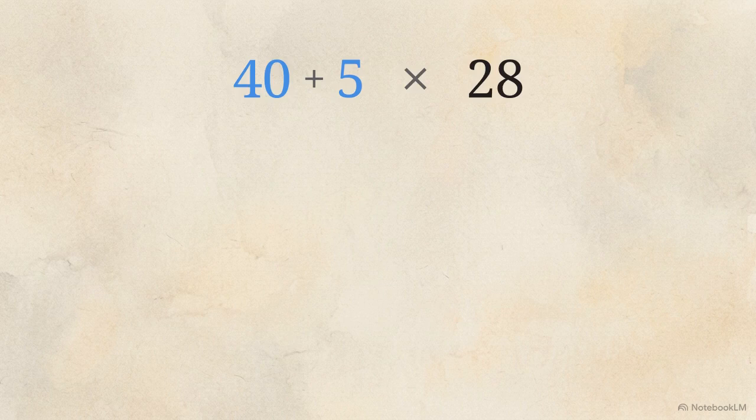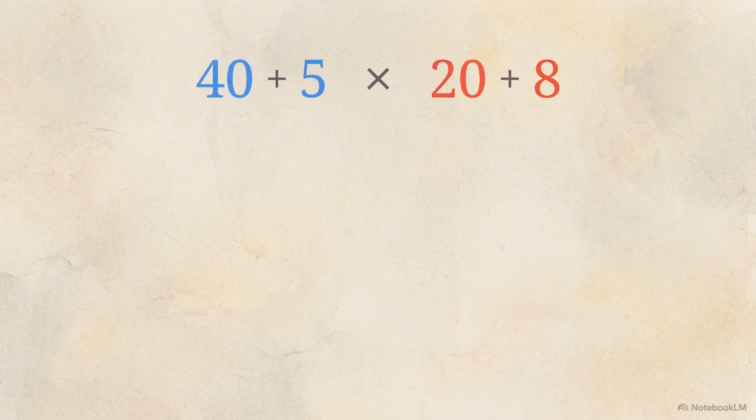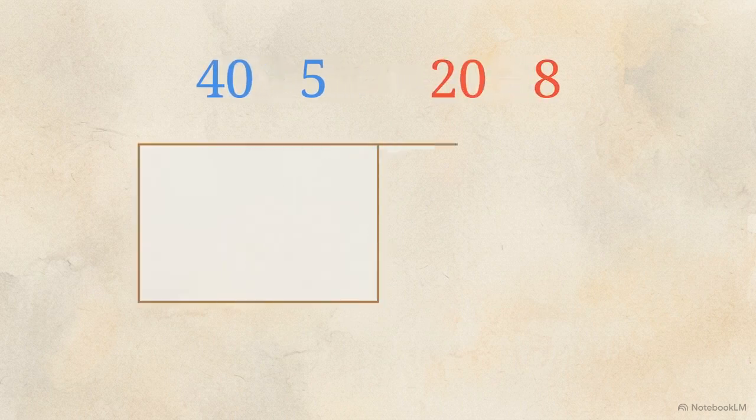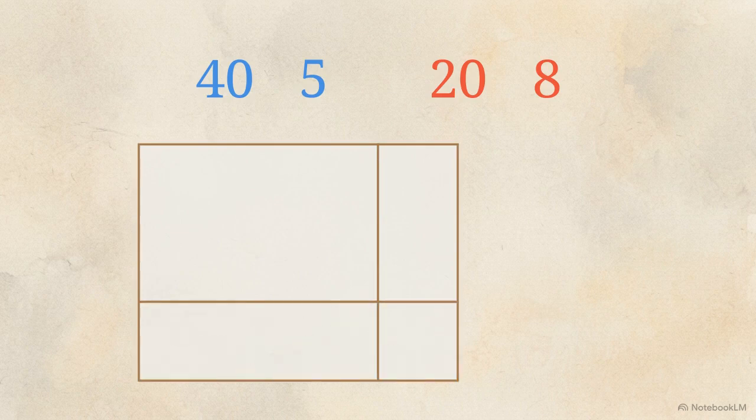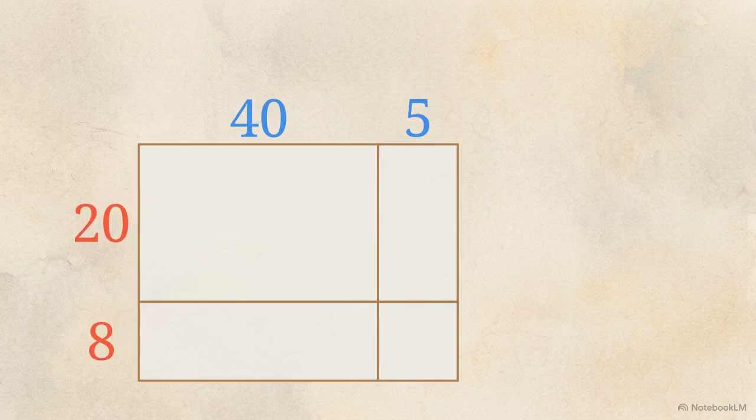45 is 40 and 5. 28 is 20 and 8. We can take those tens and ones and lay them over a geometric blueprint. 40 and 5 map across the top edge, and 20 and 8 map down the side. This grid, known as an area model, forces us to multiply every component of the first number by every component of the second. 40 times 20 is 800.